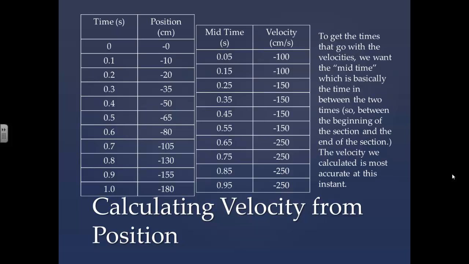To get the times that go with those velocities, we want the mid time, which is basically the time in between the two times. So between the beginning of the section and the end of the section. So for the first one, I want the time between 0 seconds and 0.1 seconds. The middle of that time is 0.05 seconds. The velocity we calculated is most accurate at this instant, which is the time between the starting and final time that we calculated the velocity.